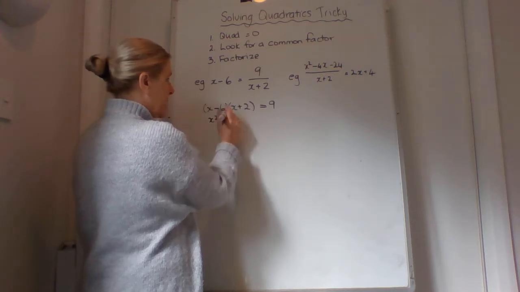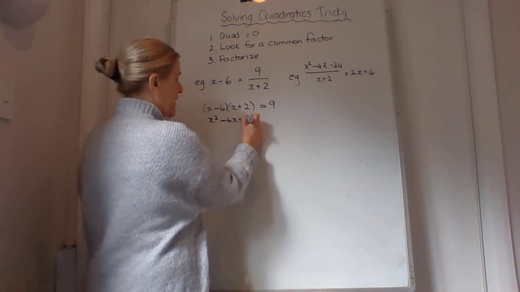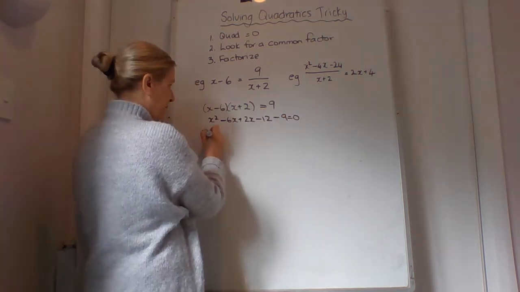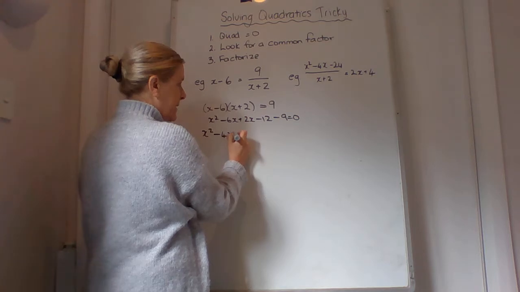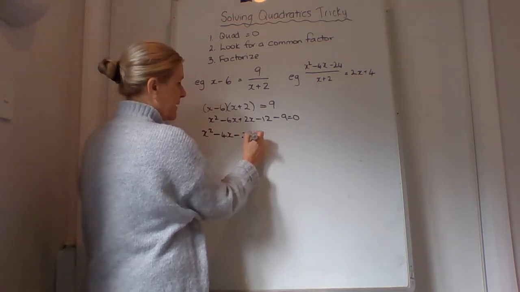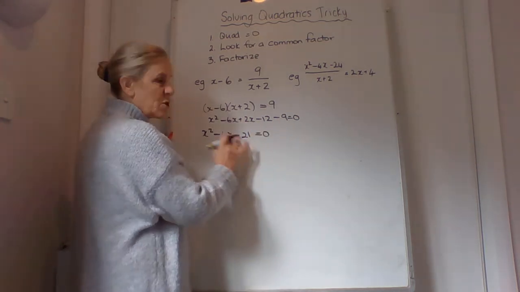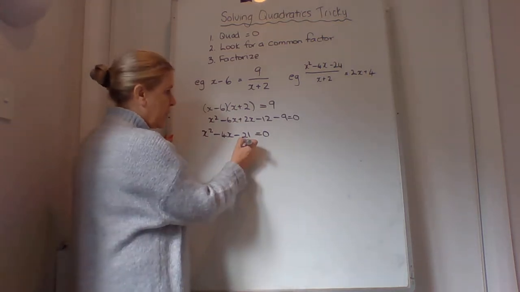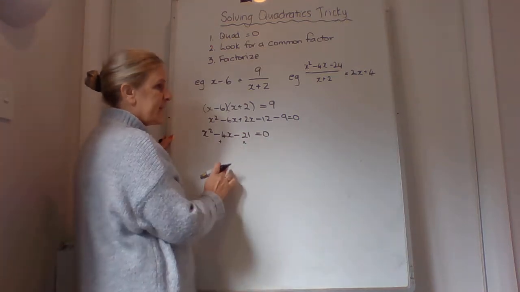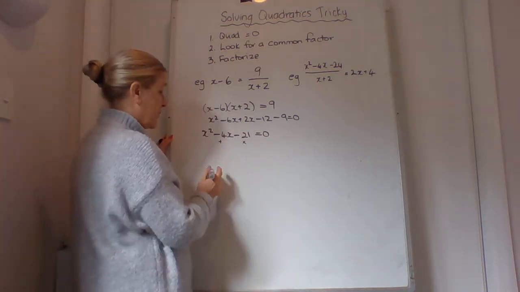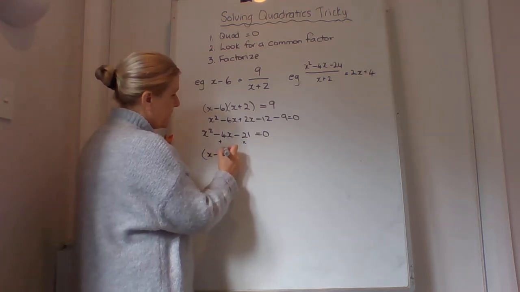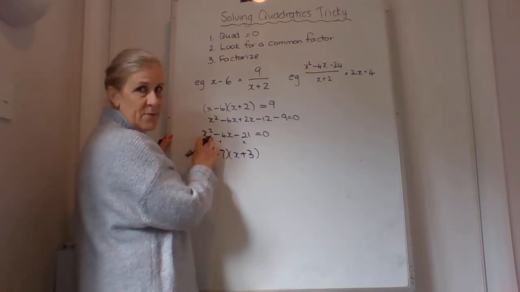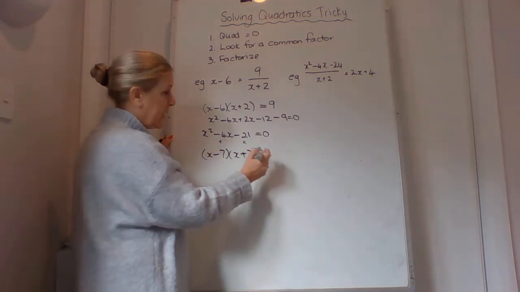X squared minus 6x plus 2x minus 12 minus 9 equals 0. Tidy it up. X squared minus 4x minus 21 equals 0. What multiplies to give 21 and adds to give negative 4? All right, so multiplies, adds, we've got 7 and 3, and so it's got to be 7 and 3. We've got x minus 7, x plus 3. Negative 7 add 3 is negative 4, negative 7 times 3 is negative 21, equals 0.